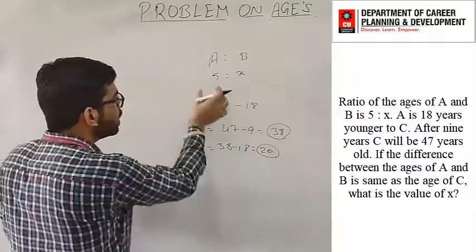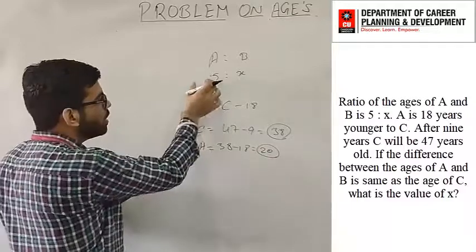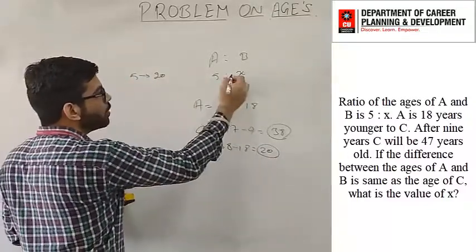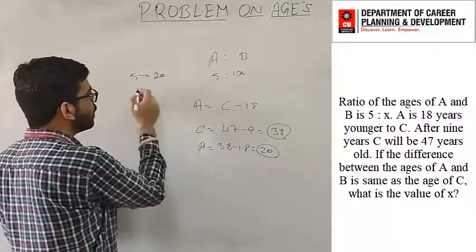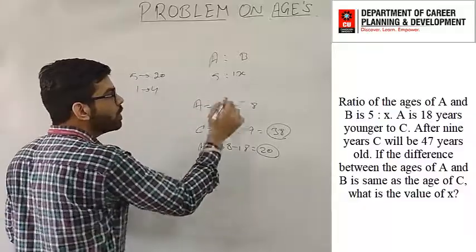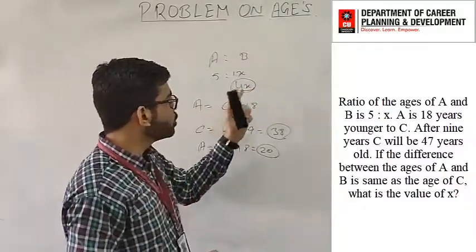Into the next part, according to the ratio, the value of 5 is given, which is 20. So value of 1, you can write it as 1x, comes out to be 4. Now according to this part, here it should be 4x.